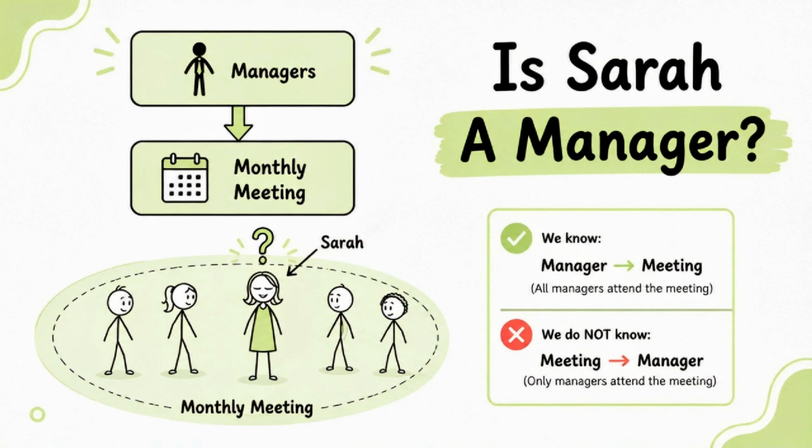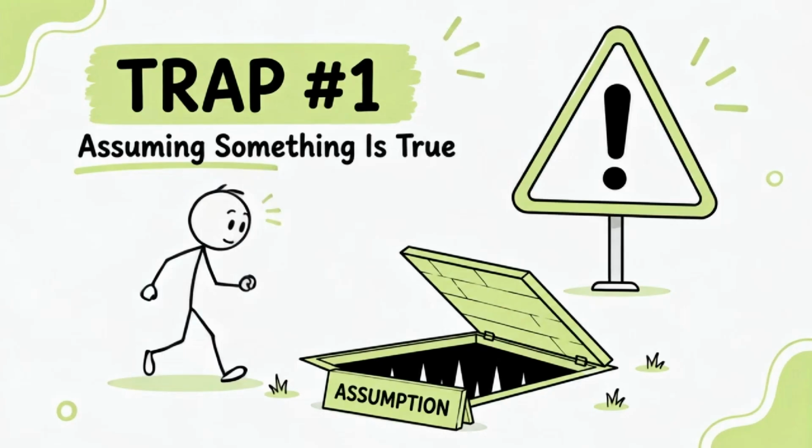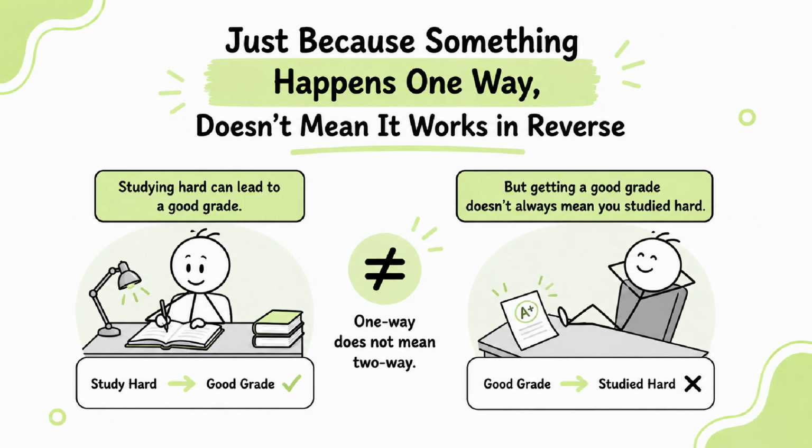Other employees might attend too. The only thing we know is manager to meeting. We do not know meeting to manager. This trap appears constantly in SHL tests. Remember, just because something can happen one way doesn't mean it works in reverse.